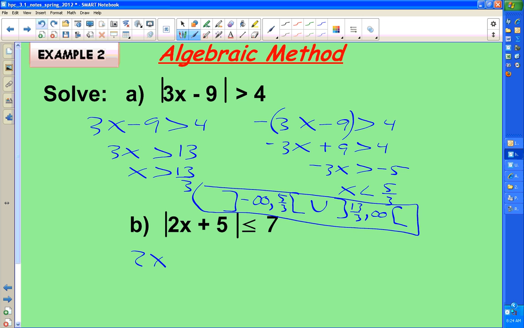Okay, on the bottom one, 2x plus 5 is less than or equal to 7. 2x plus 5 less than or equal to 7 with parentheses in the negative. Now, what's this solution going to look like? This should be an overlap, and it should have brackets that are hugging. We know it's an overlap because its absolute is less than a constant.